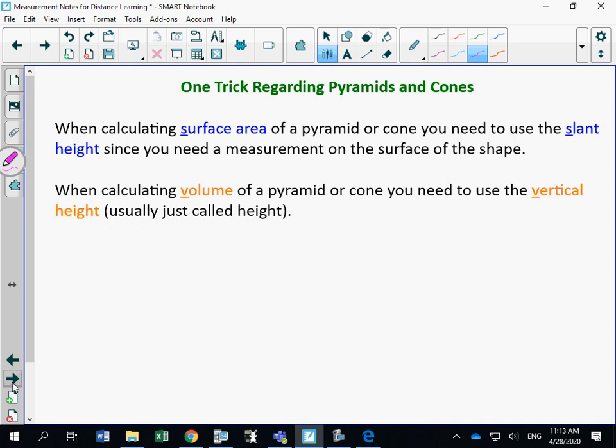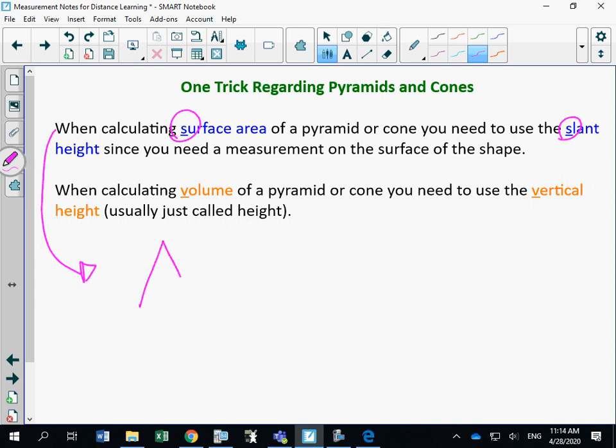Okay, one trick regarding pyramids and cones. When calculating the surface area of a pyramid or cone, you need the slant height. Surface area starts with an S, and you need slant height. You basically need a measurement on the object. So I'll show you what I mean.